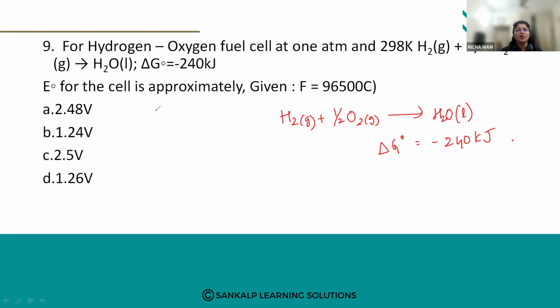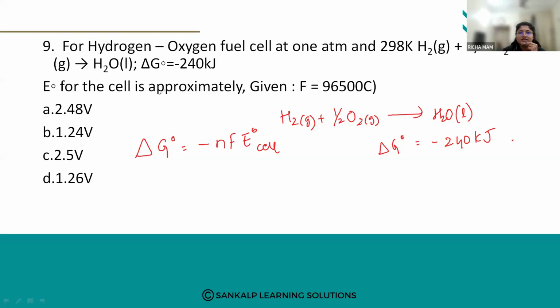For calculating the hydrogen oxygen fuel cell at 1 atmospheric pressure and 298, standard conditions are given. You have to calculate the E naught of the cell. So the delta G naught is equal to minus n F E naught. So put the values.